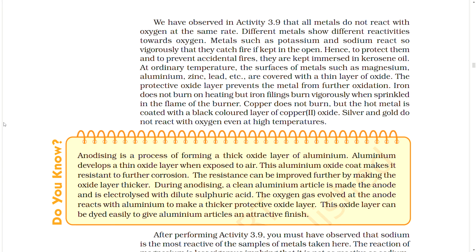The surface of metals such as magnesium, aluminium, zinc, lead, etc. is covered with a thin layer of oxide. The protective oxide layer prevents the metal from further oxidation. Iron does not burn on heating, but iron filings burn vigorously when sprinkled in the flame of the burner. Copper does not burn, but the hot metal is coated with a black colored layer of copper(II) oxide. Silver and gold do not react with oxygen even at high temperature.